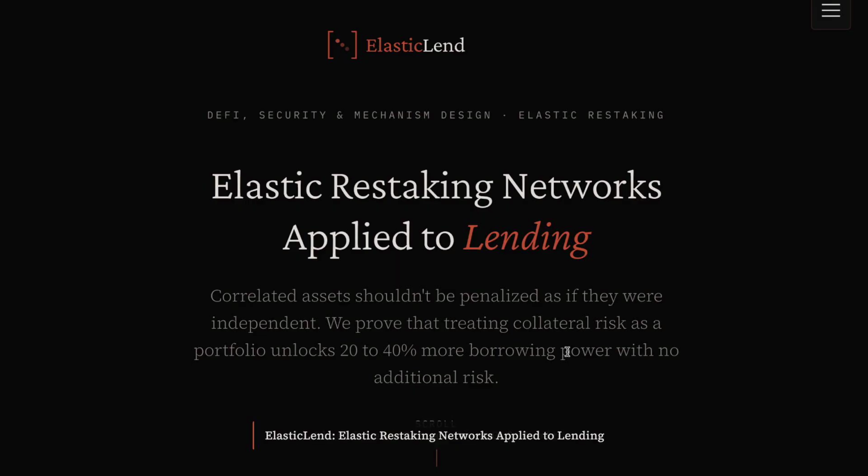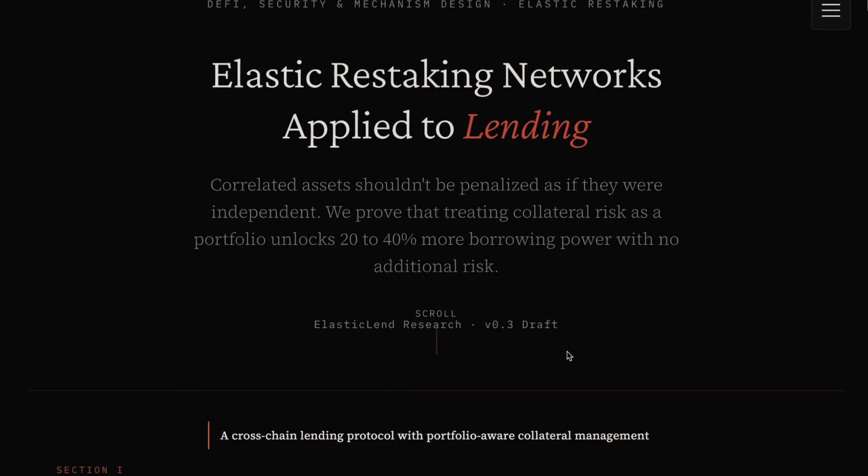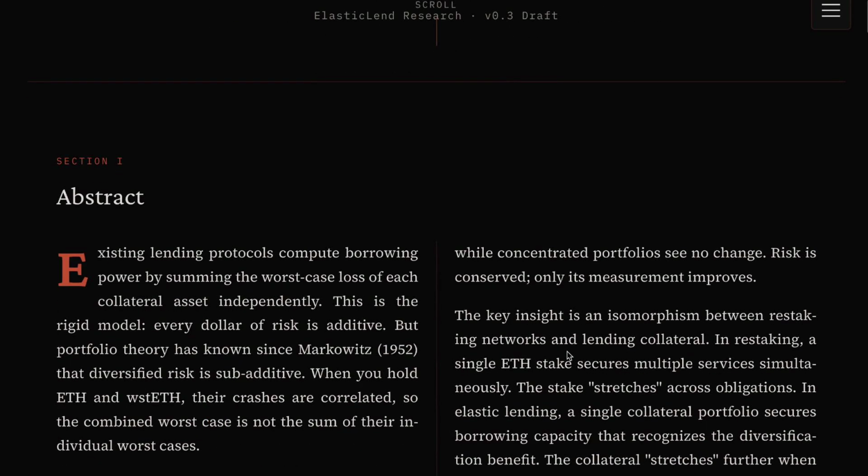ElasticLend. ElasticLend is a cross-chain lending protocol that applies elastic risk-taking theory to collateral management. Diversified portfolios get more borrowing power, while concentrated portfolios get less borrowing power. No lending protocol does this today. Okay, let's go to our abstract and equations.